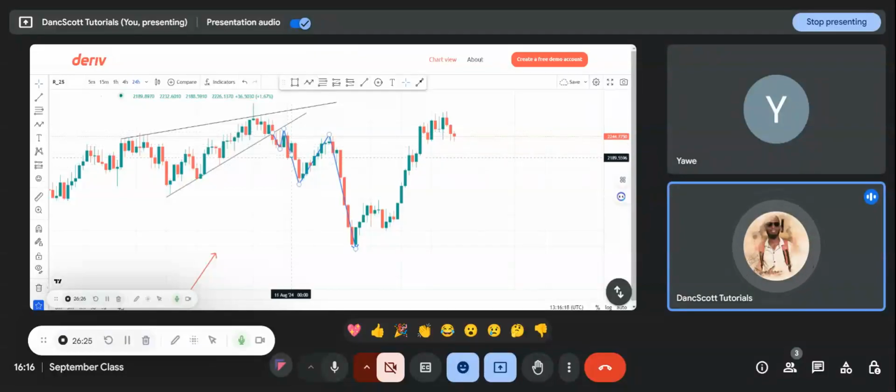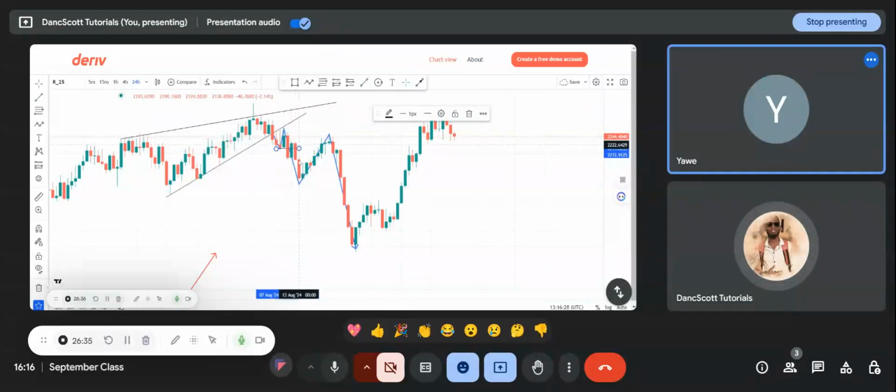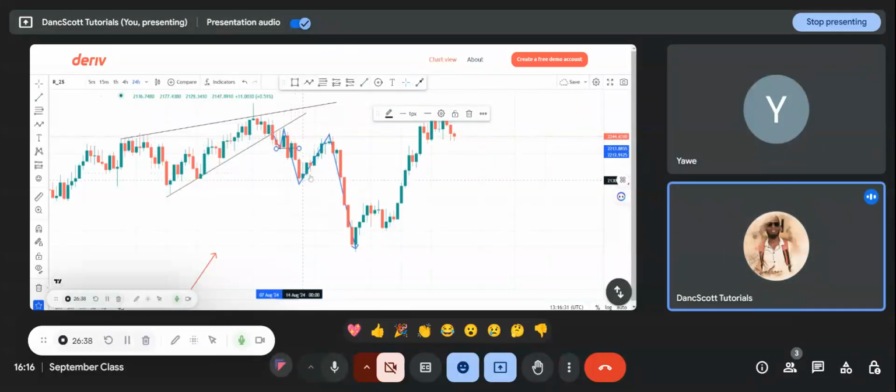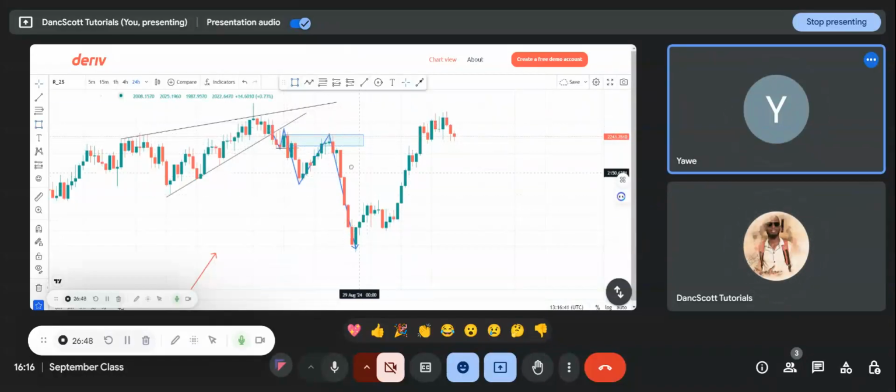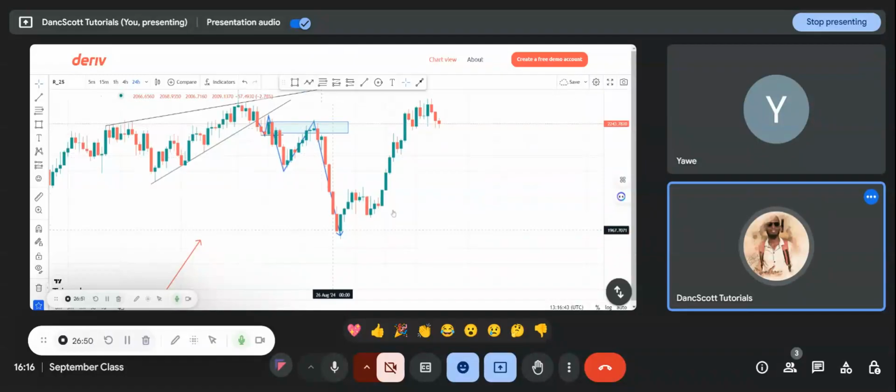Then a short pullback after the break of structure. If we are using price action, this was a break of structure there. So it returned to the breaker block, then later sold, and then later got another pullback to come back to this order block. Immediately it sold when it reached there. Look at that. So now you know how the rising wedge works.